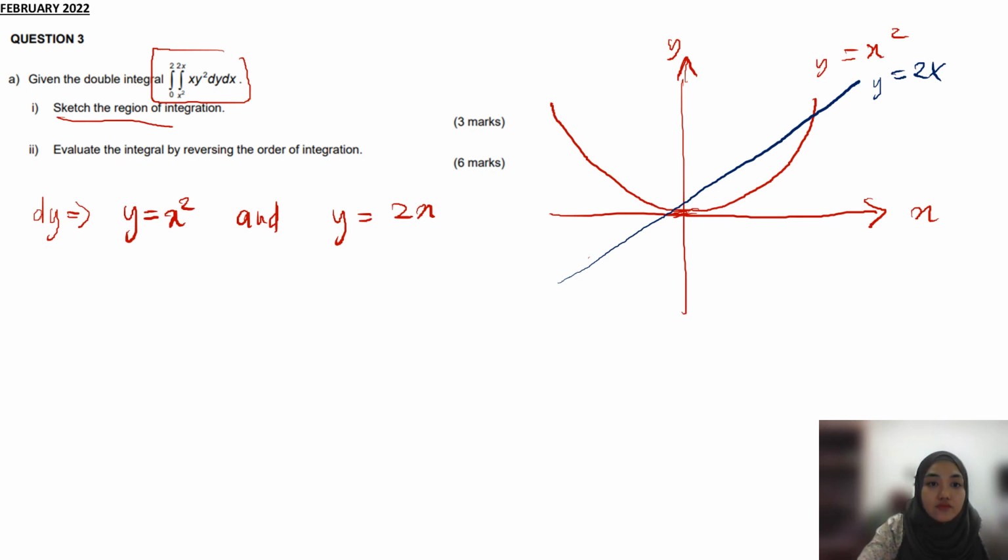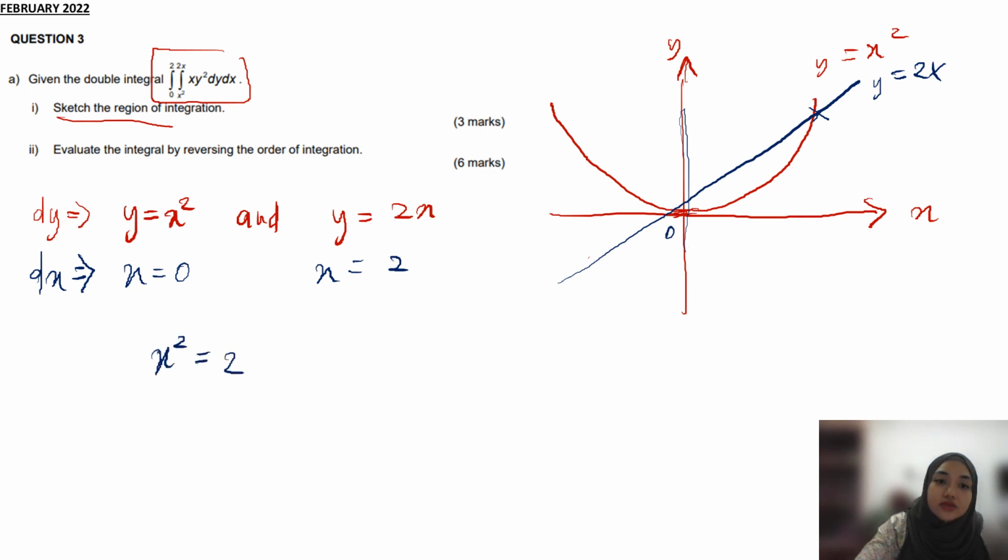Then for y, now we do for dx. For our dx, x equals 0 until x equals 2. X equals 0 is here, and then x equals 2 is supposed to be at the intersection. You have to check at the intersection, x to the power 2.